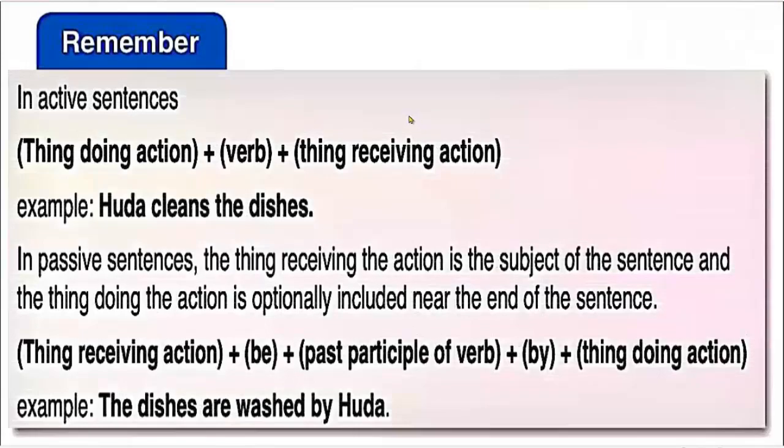Remember, in active sentences, it is thing doing action plus verb plus thing receiving action. Example: Huda cleaned the dishes. But in passive sentences, the thing receiving the action is the subject of the sentence, and the thing doing the action is optionally included near the end of the sentence. Thing receiving action plus be plus past participle of the verb plus by plus thing doing action. Example: the dishes are washed by Huda.